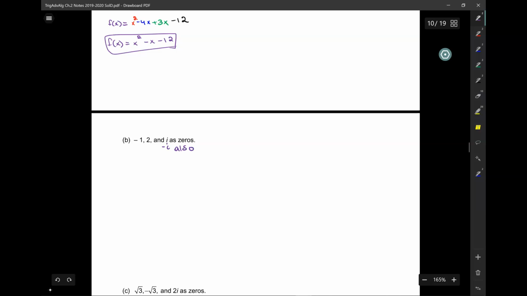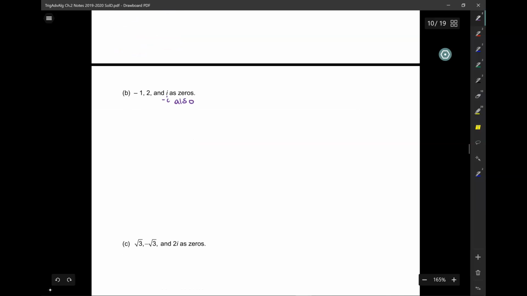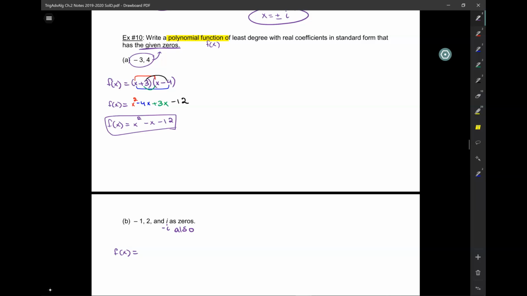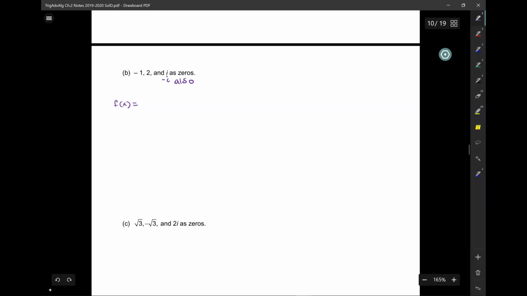Okay, you have to add that in. Now, f of x. So look here for a minute. How many zeros did this problem have? 2, and the degree was 2. This has 4 zeros, so the degree is going to be 4. Okay, let's do it. x plus 1, x minus 2, x plus i, x minus i.